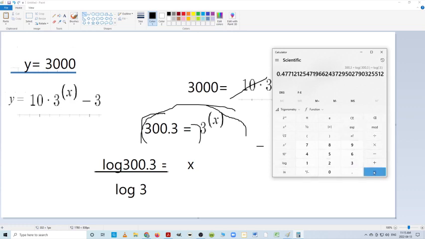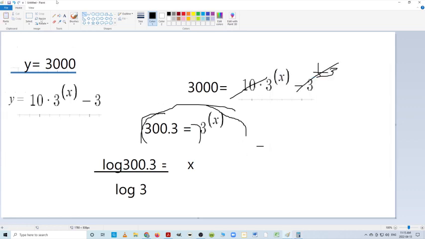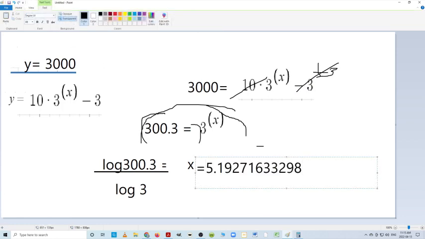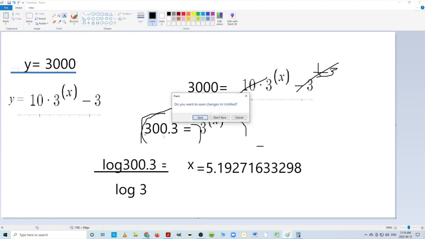And I might have hit too many buttons there. Yeah, I hit too many buttons. So let's try it again. Log of 300.3 divided by log 3 equals 5.1927. So here I had 5.19205 or whatever. But here I've got x is equal to a very clear exact number. So I can see how close I was. Guesstimation with exponents, when it's not clean, when it's between two numbers, becomes very difficult, but the log technique becomes very easy.